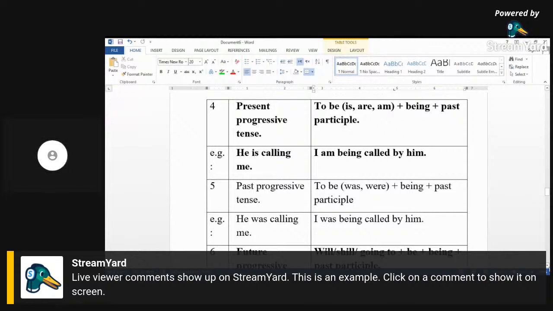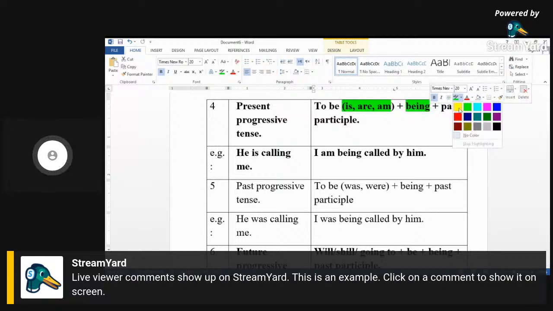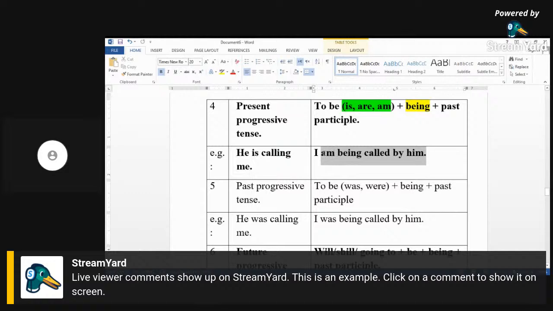We use the structure here, very clear. We have the to be verb, is or am, and then we have what? Then we have an extra being, as I mentioned earlier in the rules. Then we have the past participle form of the verb. He is calling me. I am being called by him. So this is the passive voice that we use here, an extra being after the verb to be.